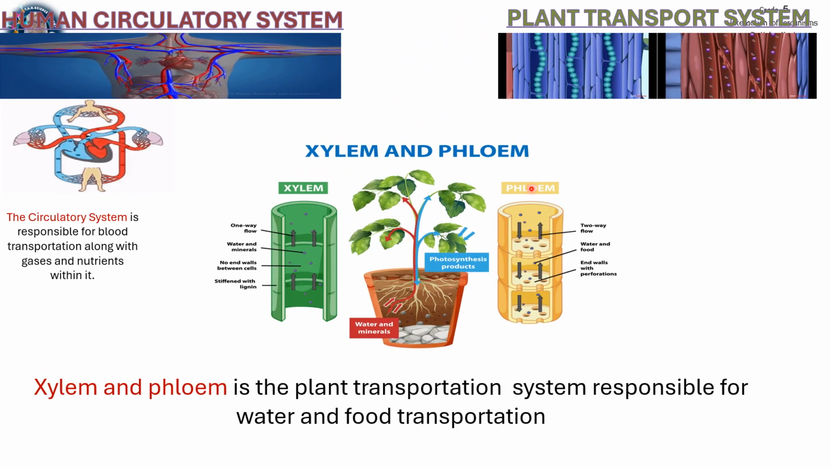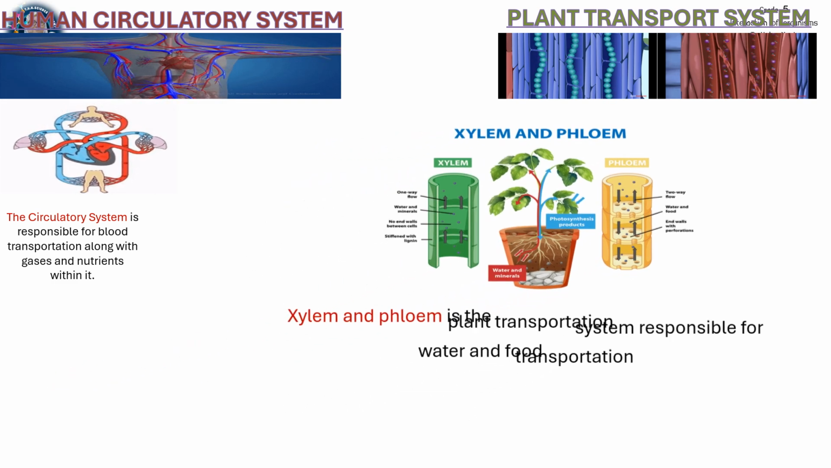Transportation system of the plant, which is xylem and phloem, is the plant transportation system responsible for water and food transportation.